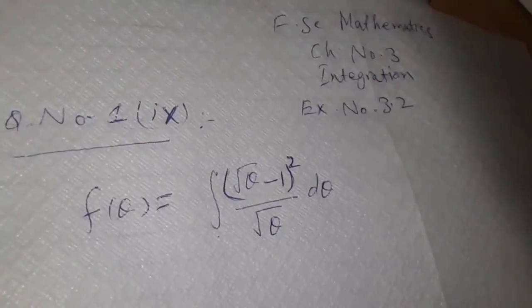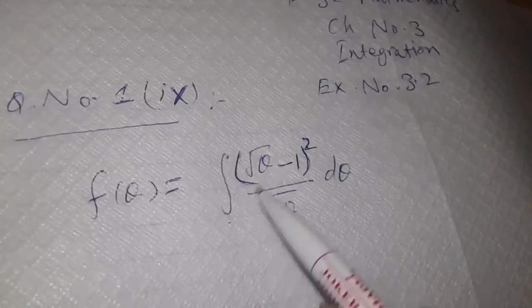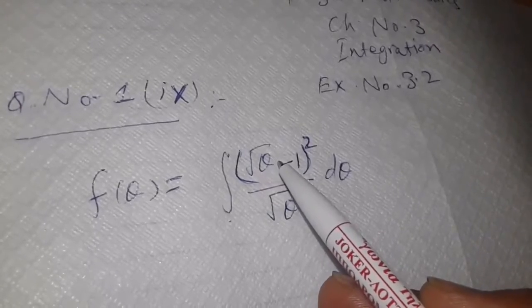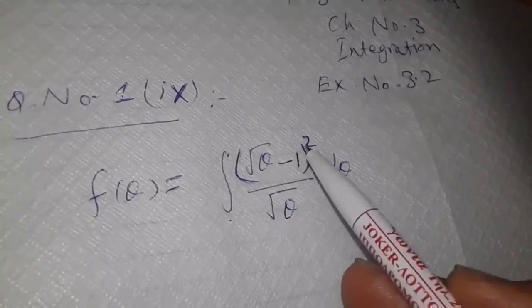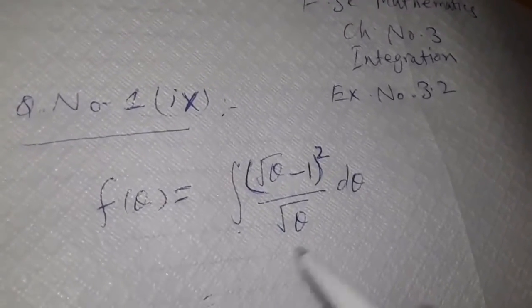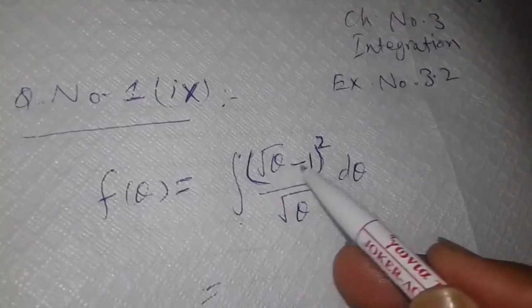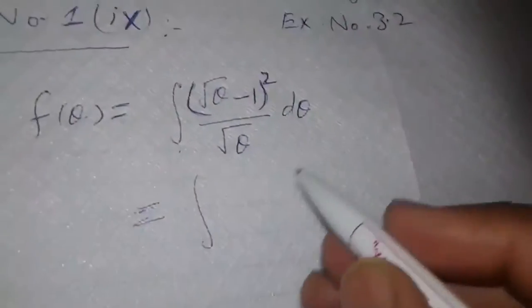Here the function has variable theta. So f of theta is equal to the integral of (under root theta minus 1) whole square, divided by under root theta, d theta. This is our function. Here is again the square of two different terms, so first of all we will solve this square.